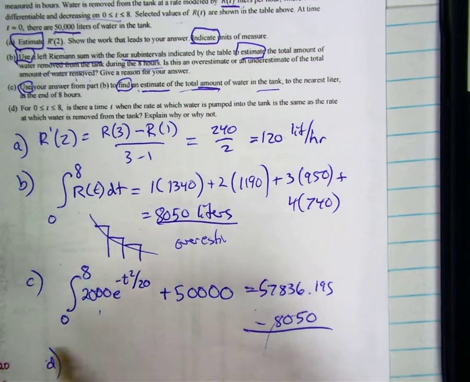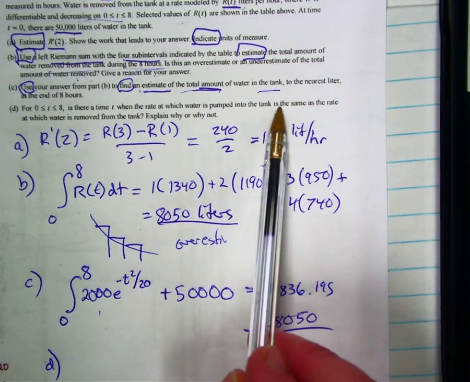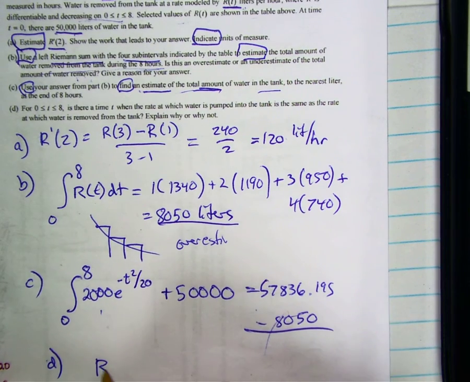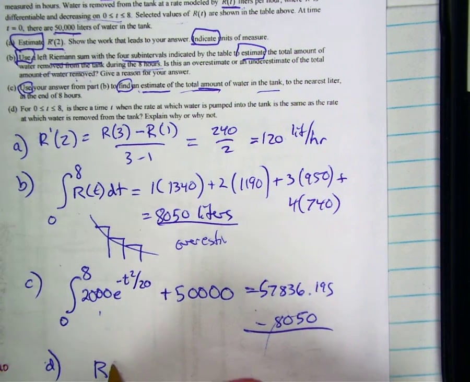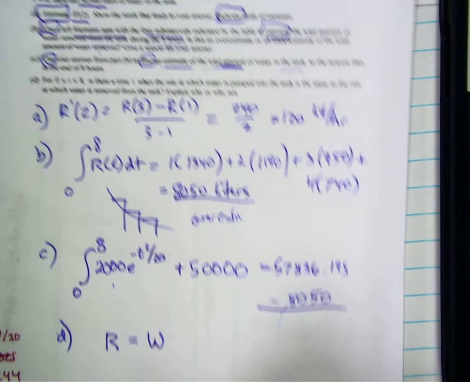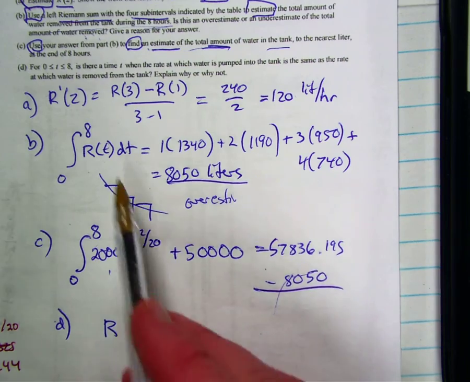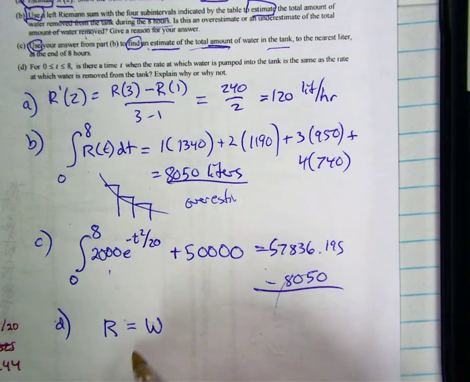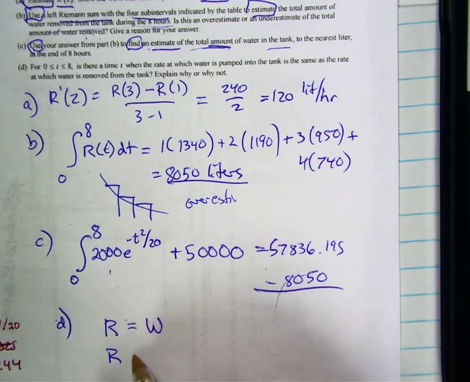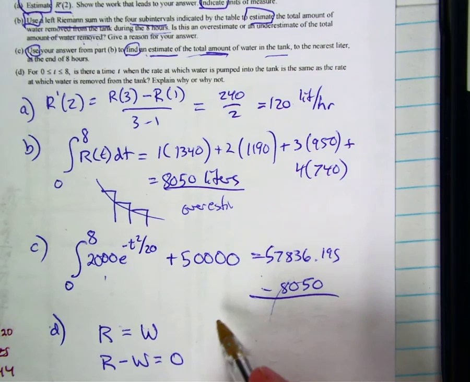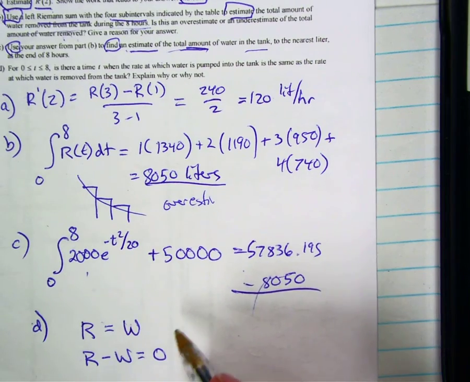Okay, letter D. Is there a time t when the rate of the water in the tank is the same as the rate of the water removed from the tank? Okay, so in other words, sometime is the big R ever equal to W? So R is the rate that big R moves. Is that the same as W? Well, if that were the case, then big R minus W would have to be equal to 0.